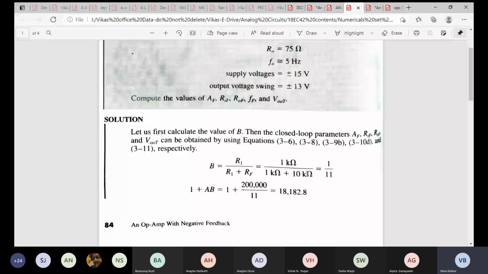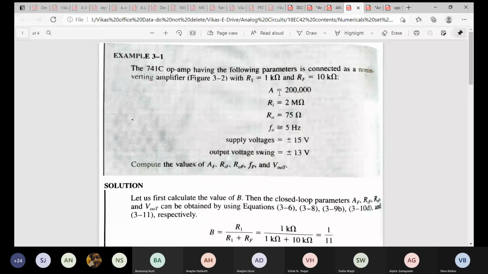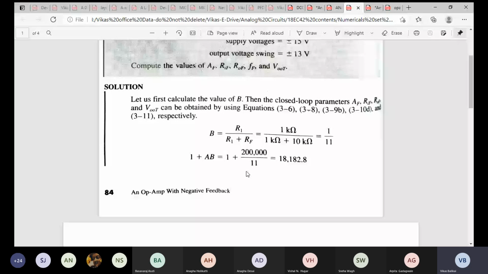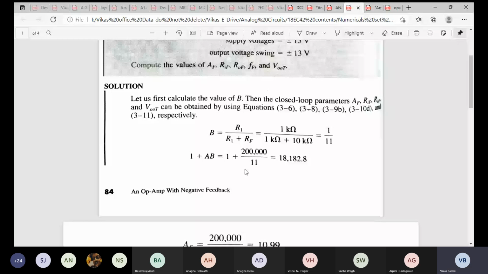And let's try to calculate 1 plus A beta, because that is what I'm going to use in my equations. A he has already given as 2 into 10 raised to 5. Beta, just now you have figured out, 1 plus this whole term divided by 11 will give you a value of 18182.8. So that's my 1 plus A beta value. Okay, fine. Now let's try to calculate the AF.